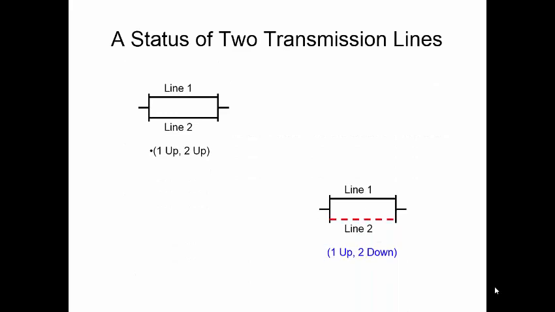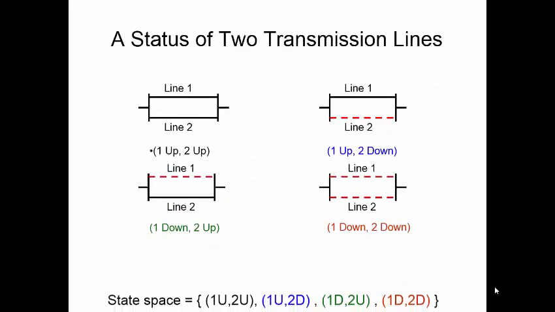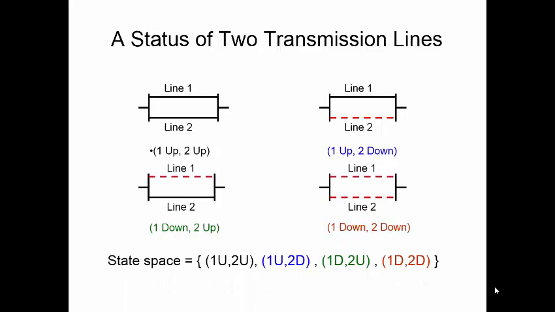Let's look at the status of two transmission lines. The various possibilities are that both lines are up, one line is up and one line is down, line 1 is down and line 2 is up, and both line 1 and 2 are down. So there are four possible states: 1 up 2 up, 1 up 2 down, 1 down 2 up, and 1 down 2 down. Therefore the state space consists of these four states.